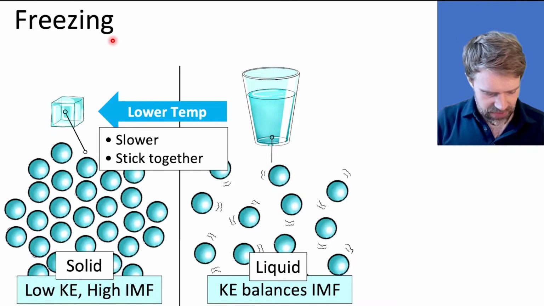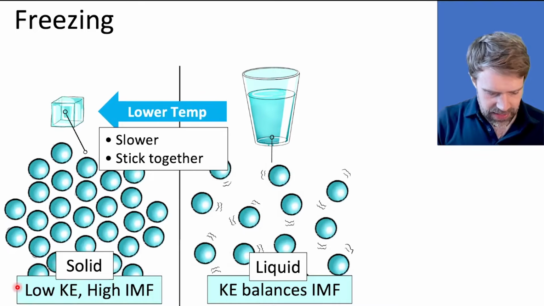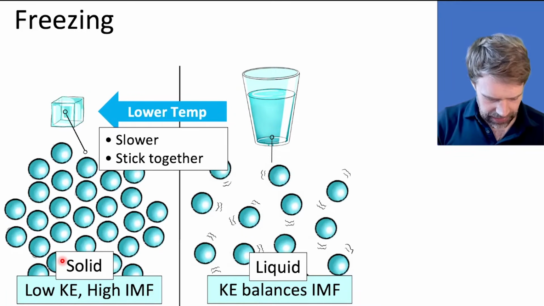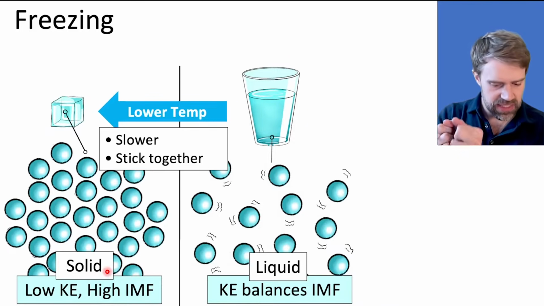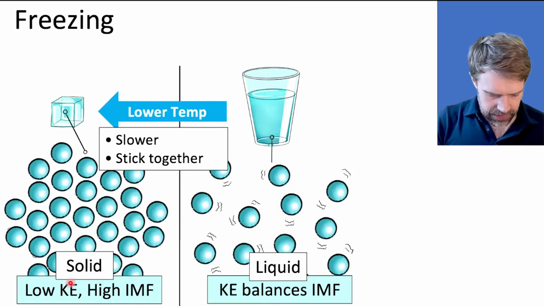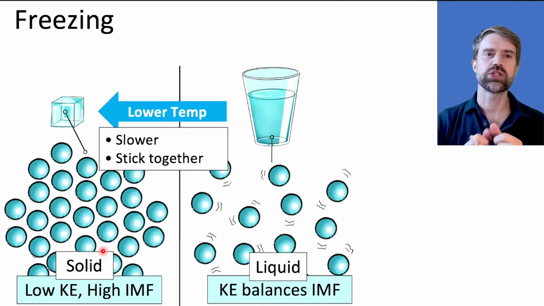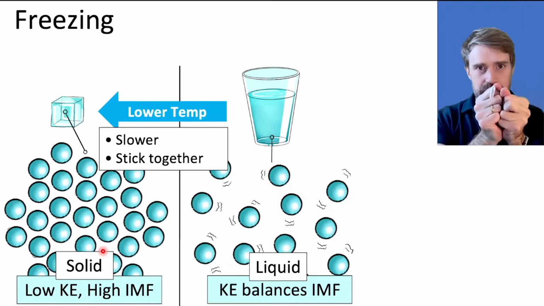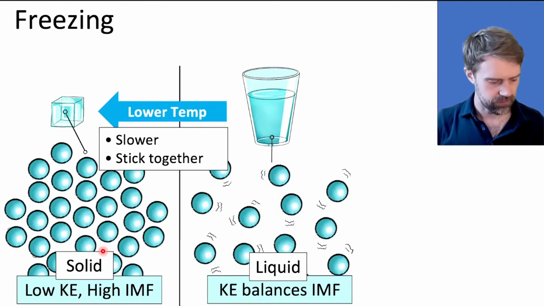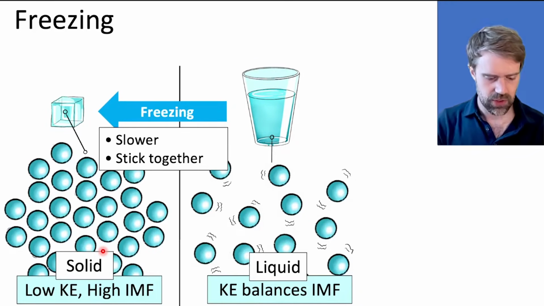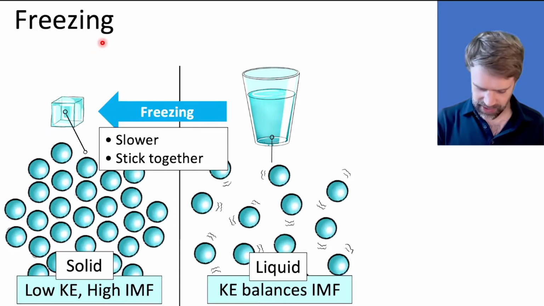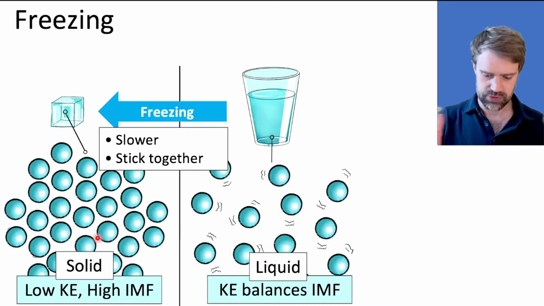Solids have a low kinetic energy. The particles aren't moving that much, but they have high intermolecular forces, high stickiness. So in a solid, the attractive forces win, and the particles in the solid stick together. We call this freezing. The phase change where a liquid turns into a solid, liquid into solid, is freezing.